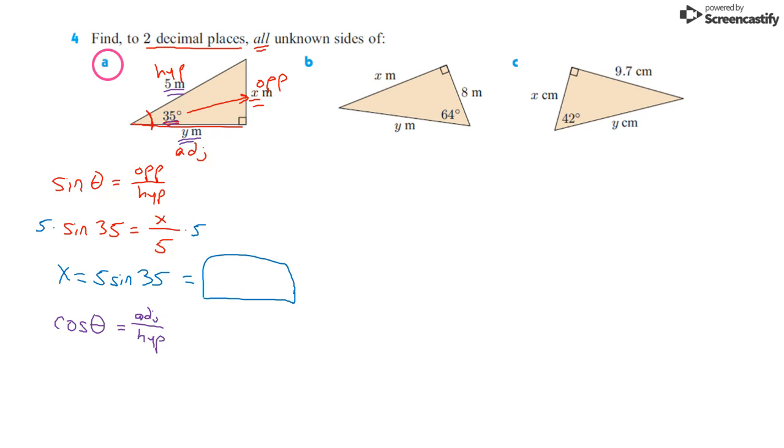So filling in what I know, the angle: cosine of 35 is equal to the adjacent, which I don't know, that's y, over the hypotenuse, adjacent over hypotenuse, 5. So this one turns out to be a similar calculation to the other calculation we just did. So multiply both sides by 5, and then I get y equals 5 cosine of 35.